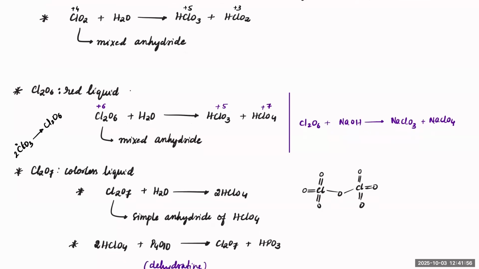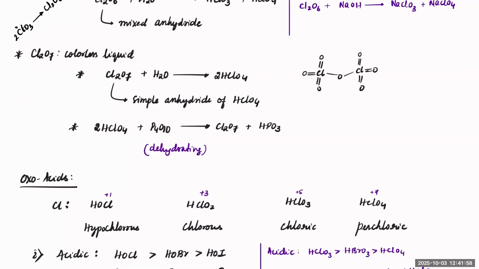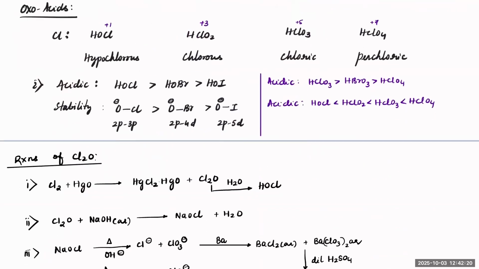And lastly, Cl2O7 is a colorless liquid. Beta, it is a simple anhydride of HClO4. Got it? And when you react HClO4 with P4O10, P4O10 is a strong dehydrating agent, so it will remove the water and convert it into Cl2O7.